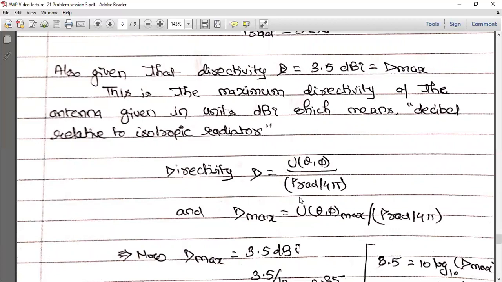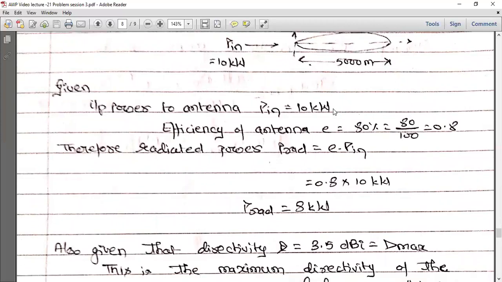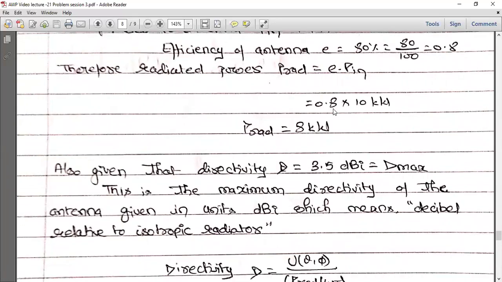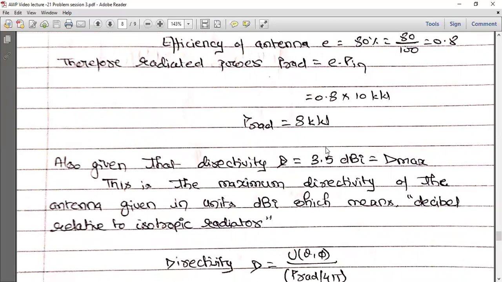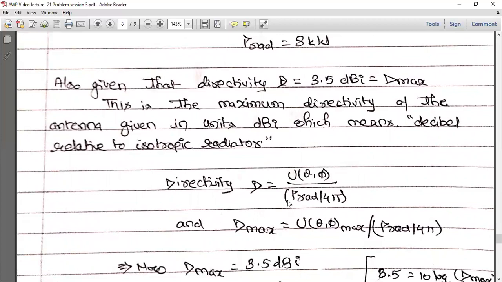What is the difference between the test antenna and the isotropic antenna? The test antenna is this, which is radiating power in a particular direction. The isotropic antenna is one which radiates power equally in all possible directions. When it radiates equally in all directions, the total power P_rad of 8 kilowatt is distributed along all 4π steradian of solid angle. So in a unit solid angle, the power radiated will be P_rad upon 4π. That is the radiation intensity for the isotropic antenna.